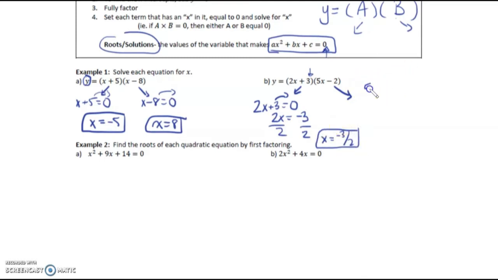It's a little bit different when we have to rearrange, but we're still taking this factor and equating it to 0. So bring the negative 2 over, we get 2, and then divide out that 5. We get x equals 2 over 5.